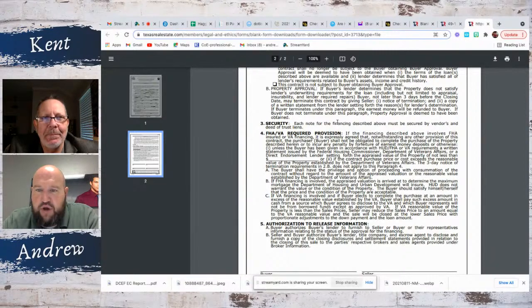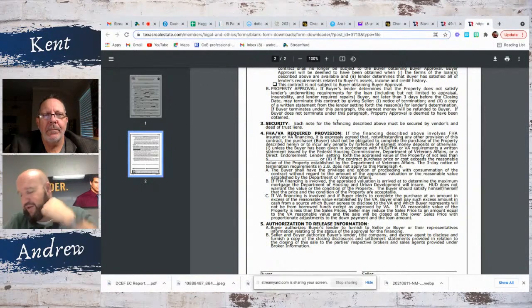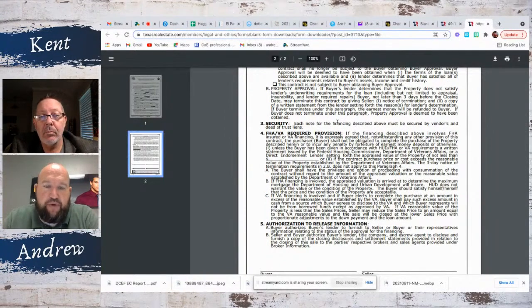If the contract purchase price or cost exceeds the reasonable value of the property established by the Department of Veterans Affairs, the 3-day notice of termination requirements in 2B does not apply in this paragraph. Buyer shall have the privilege and option of proceeding with consummation of the contract without regard to the amount of the appraised value or the reasonable value established by the Department of Veterans Affairs. What that's saying very clearly is, listen, even though they don't have to buy it anymore, they still can if they put their own money up. Someone comes in and says, well, it's a VA loan, they can't pay more. That's absolutely not true. I can pay whatever I want. VA is not going to pay more than appraisal value.